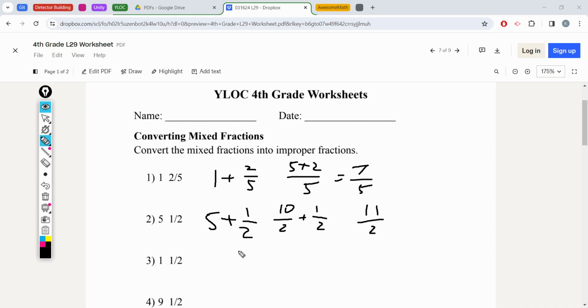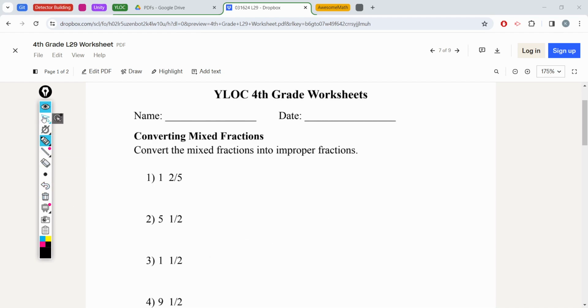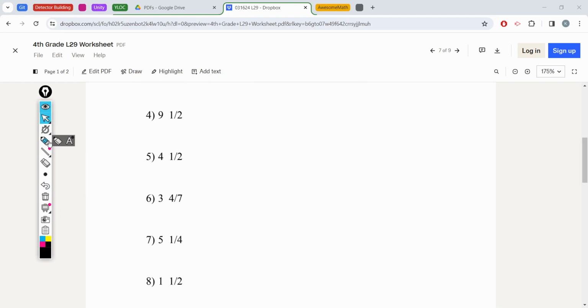This next problem is the same thing, maybe a little easier. And that equals 3/2. These next few problems are in the same vein, so I'll skip over them. And then this one is over 7ths. So now 3 plus 4/7.